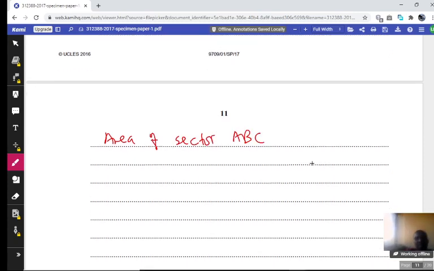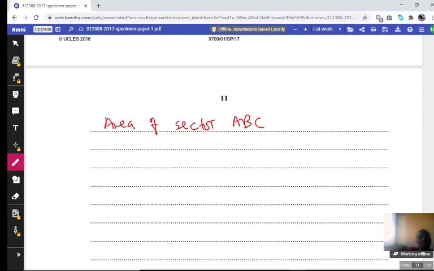Area of sector ABC is equal to half r squared theta, which is half times r, the radius, squared, times theta, which is pi over 2. If you simplify this, what do we get? You get pi r squared over 4. That's what you get. Now we want the area of triangle ABC.